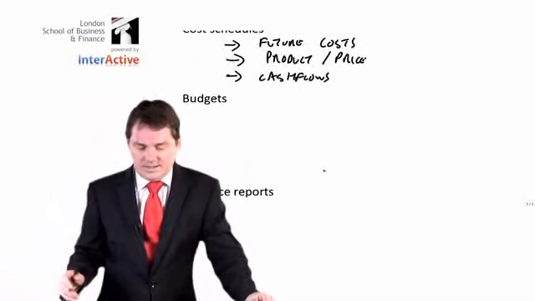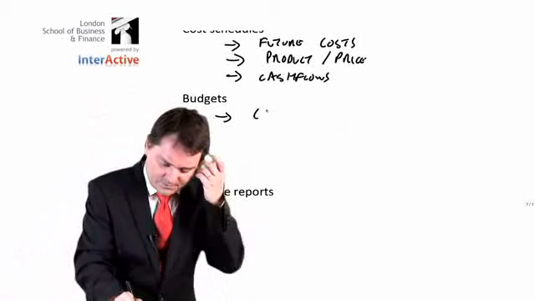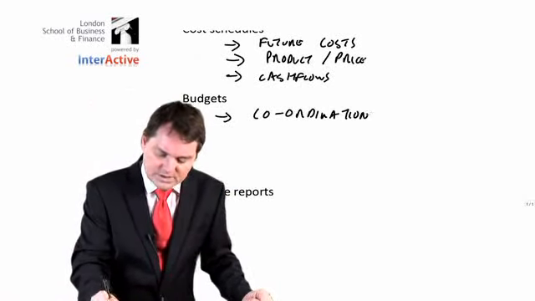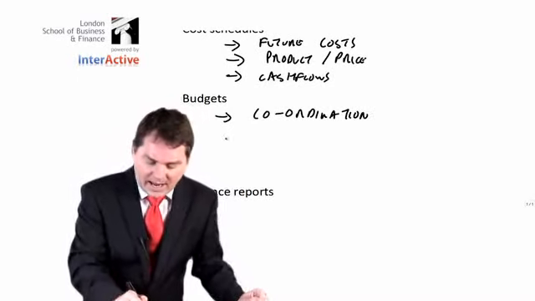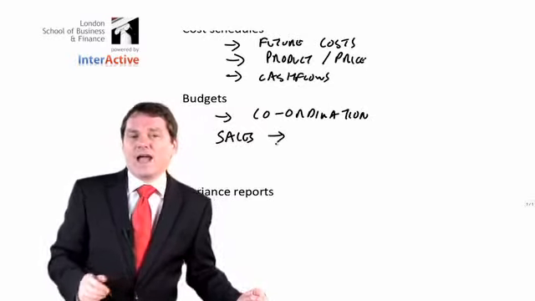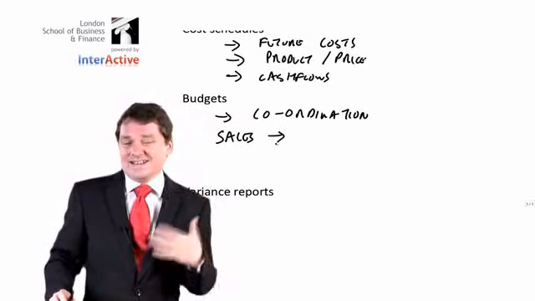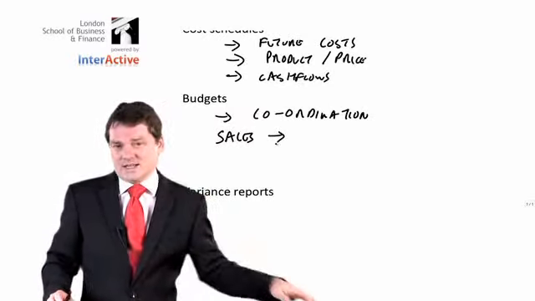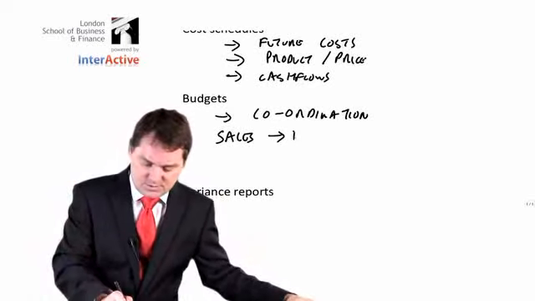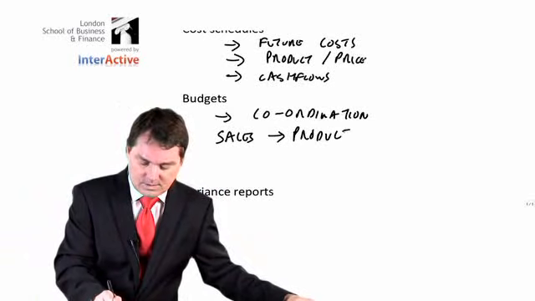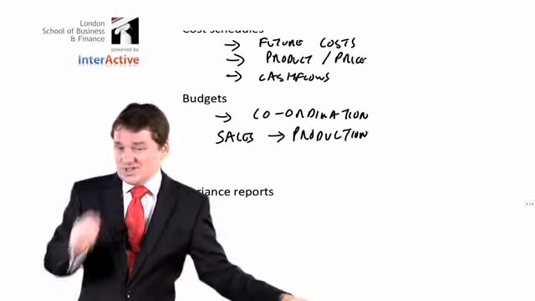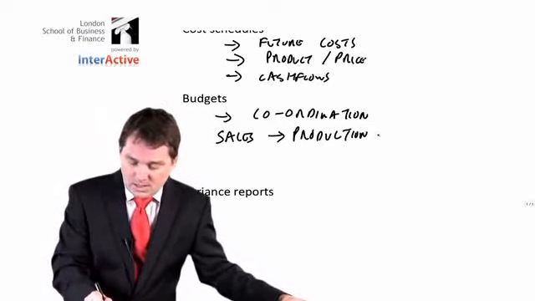Budgets, on the other hand, are very useful for coordination. We have a sales department, and they have budgeted that they're going to sell 1,000 items next month. That's fine, but they can't sell those items until the production department have manufactured them. So production need to know how many are going to be sold.